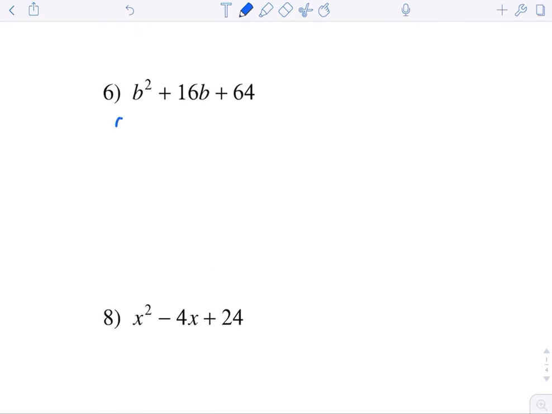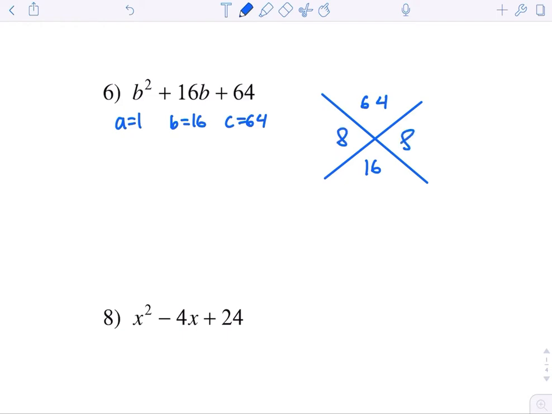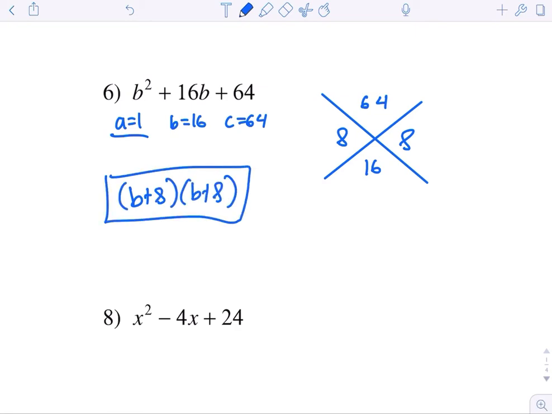Here, a is equal to 1, b is equal to 16, and c is equal to 64. On the top, it's just a times c, so a times c, you guys, is 64. On the bottom, it's just 16. So two things that multiply to 64, but when adding give you 16, that is 8 and 8. A is equal to 1, so basically b plus 8 and b plus 8 is your factor.